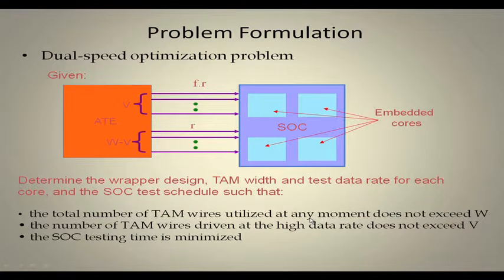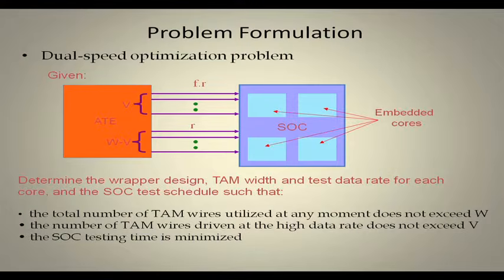That is always there. Then the number of TAM wires driven by the high data rate does not exceed V. So, only V wires have the high data rate, and the remaining W minus V will be low data rate, and the SOC testing time is minimized. The first two are the constraints. Total TAM wires should not be more than W, and the high speed wires should not be more than V. These are the two constraints, and the optimization is to minimize the SOC testing time.